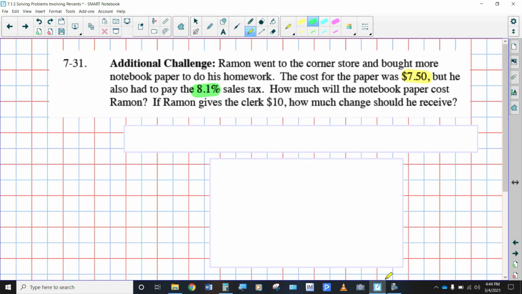Okay, so take a little time. Go ahead and build your multiplier based on what we've learned here. 100% of the price plus an additional 8.1%. Convert that to a decimal number, multiply it, find out what it's going to cost, and then take that cost and find out what your change is for a $10 bill.